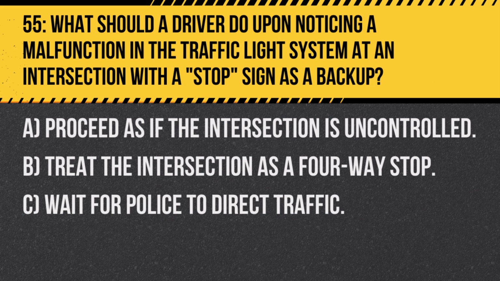Question 55. What should a driver do upon noticing a malfunction in the traffic light system at an intersection with a stop sign as a backup? A. Proceed as if the intersection is uncontrolled. B. Treat the intersection as a four-way stop. C. Wait for police to direct traffic. Answer B. Treat the intersection as a four-way stop. This is the safest approach when traffic lights are malfunctioning.